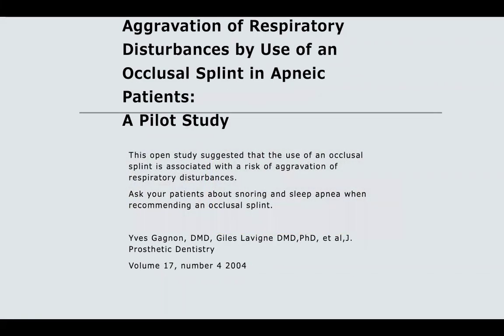The only scary part is I came across some studies, especially from Gilles Lavigne in Canada, saying that there's a pilot study that if people have a minor sleep problem and you make a traditional night guard, you may in fact be increasing the type of sleep problem that they have. And I got kind of nervous because I was looking back, and I think I've done between 4,000 and 5,000 night guards between my patients and the school.